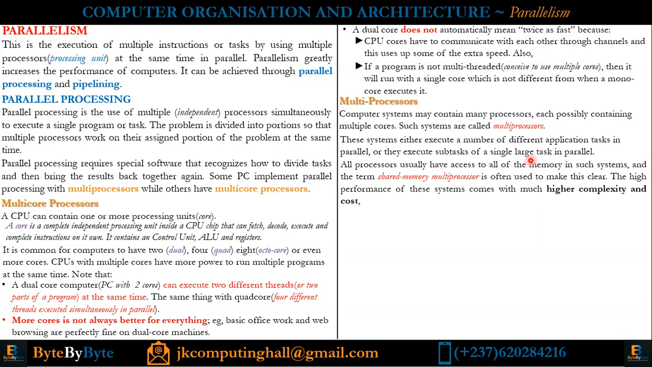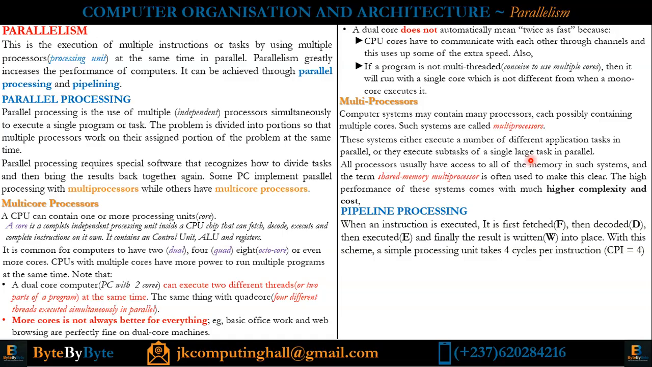All processors usually have access to all the memory in such a system, and the term shared memory multiprocessor is often used to make this clear. So multiprocessors have access to a common memory, which is mostly termed a shared memory multiprocessor. The high performance of this system comes with much higher complexity and cost. So a multiprocessor machine is costly, and the complexity of such a system is equally high.